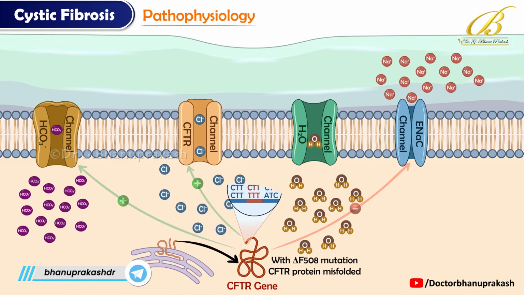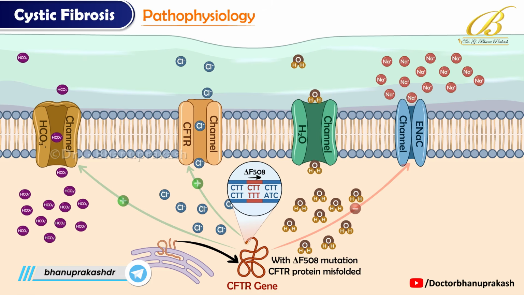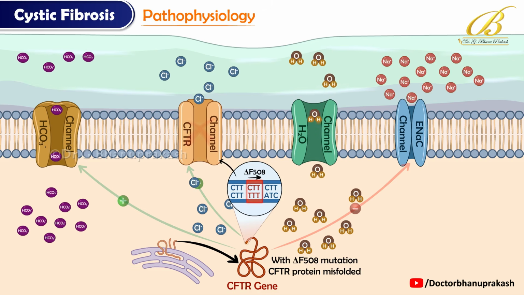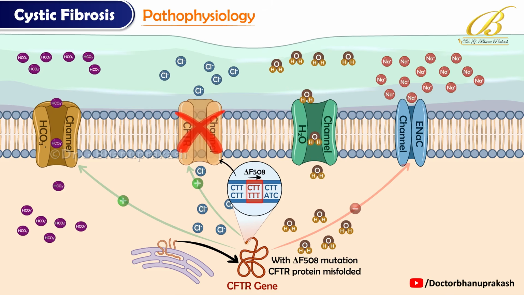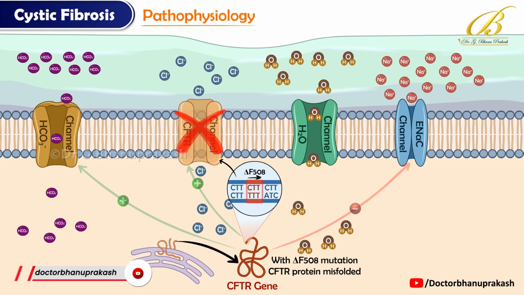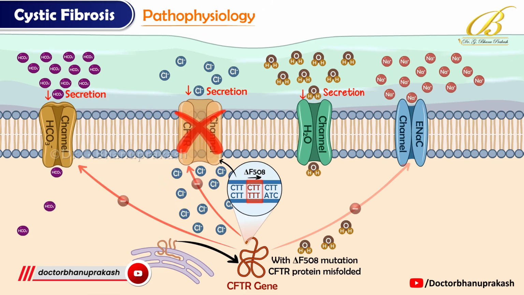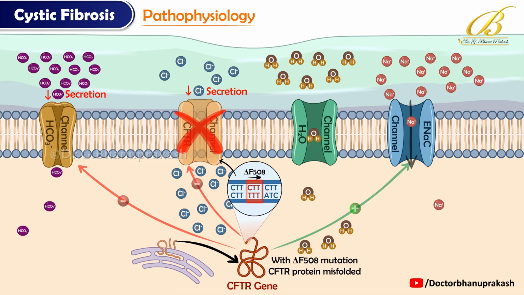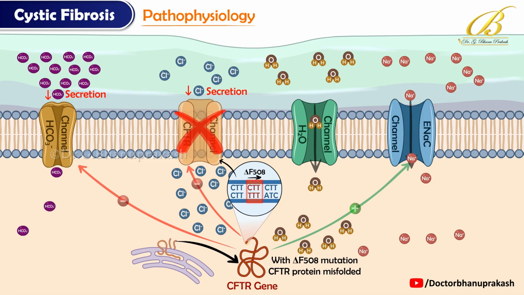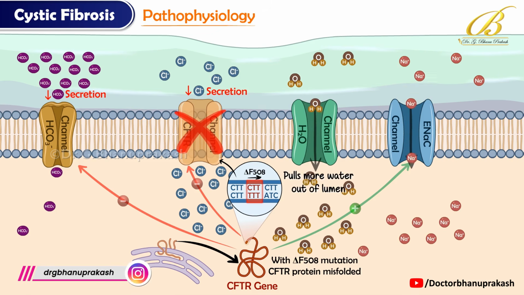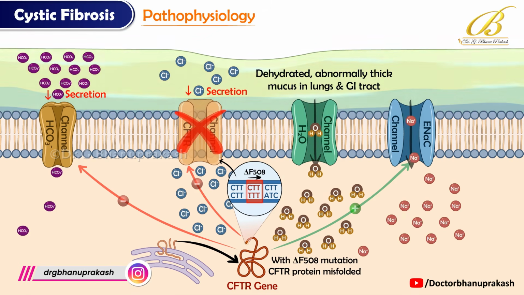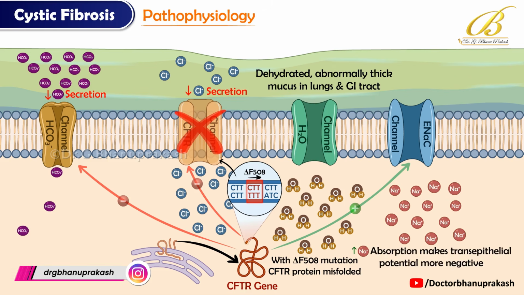With a delta F508 mutation, the CFTR protein is misfolded, leading to defective trafficking, so the channel is absent from the cell membrane. The consequence is decreased chloride secretion and therefore decreased water and bicarbonate secretion into the airway and GI lumen. In response, there is increased sodium reabsorption through ENaC, which pulls more water out of the lumen, producing dehydrated, abnormally thick mucus in the lungs and GI tract. Increased sodium absorption also makes the transepithelial potential more negative.